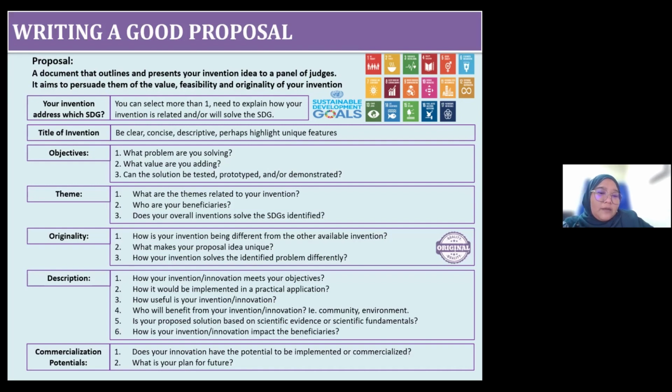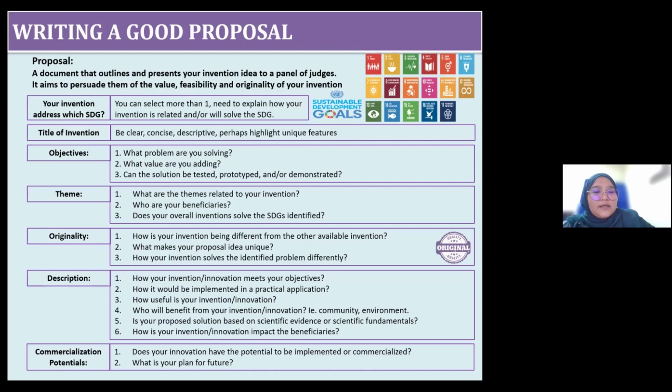So you can put the differences between the existing product and the one that you're going to produce. Or else, if you have a really original product or innovation without any existing product, then you just go ahead and spell out how you're going to propose this idea, or why this idea is unique, for example. So you have to elaborate in this originality part.